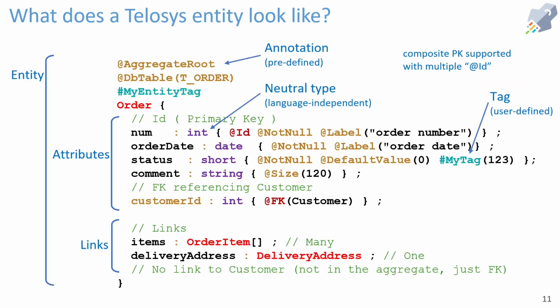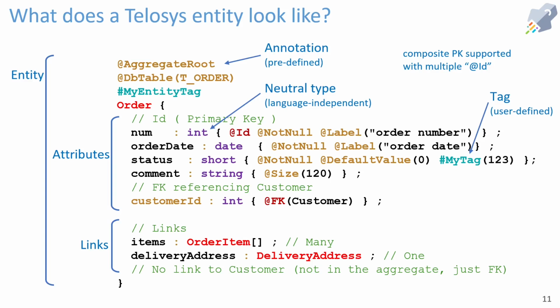Here is an example entity, and as you can see, an entity is composed of attributes and links. Each attribute or link has a name and a type. The type is a neutral type. It means that this is a type independent from any programming language. It is used only to design the model, and it will be converted to the target language type at generation time. To enrich the design, you can use annotations.